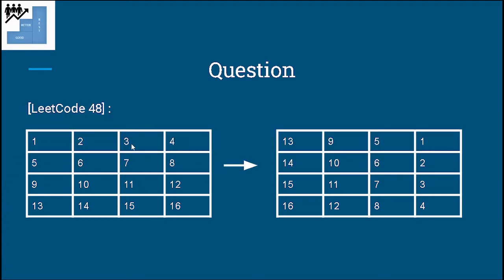Let's suppose there is a 4 cross 4 matrix and you have to rotate it by 90 degrees, which means that this row becomes this column, this row becomes this column, and so on. Do not confuse it with transposing, because in there row 0 becomes column 0, row 1 becomes column 1, like that. Here it is not the case. Here row 0 is becoming column 4, right?